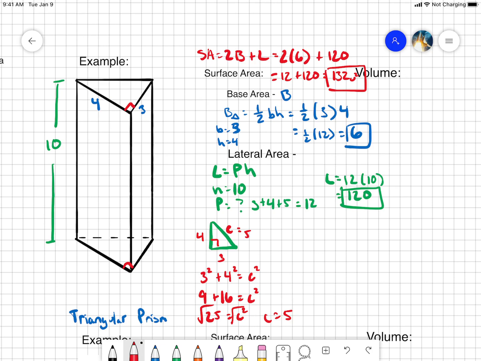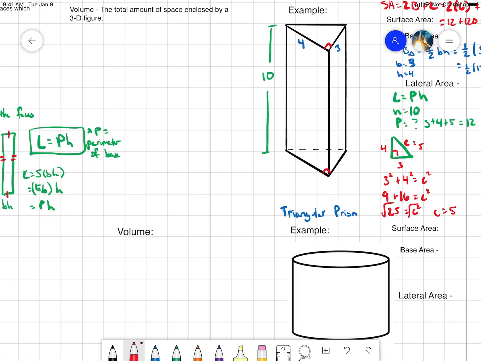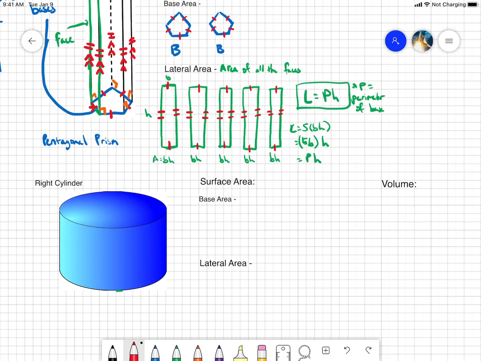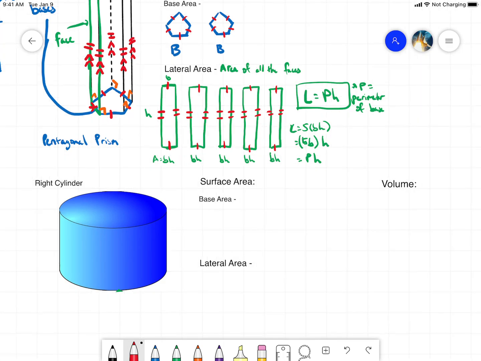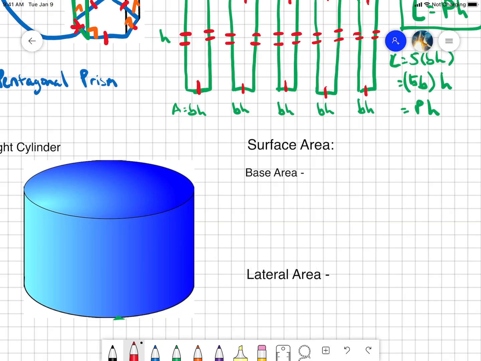It's going to be a little bit easier, actually, for cylinders. Okay? So again, this is what we call a right cylinder. And the reason it's called a right cylinder is because it's not obscured. It doesn't look like a bunch of dimes that are stacked and about to fall over. It is straight up and down. It looks like a can.